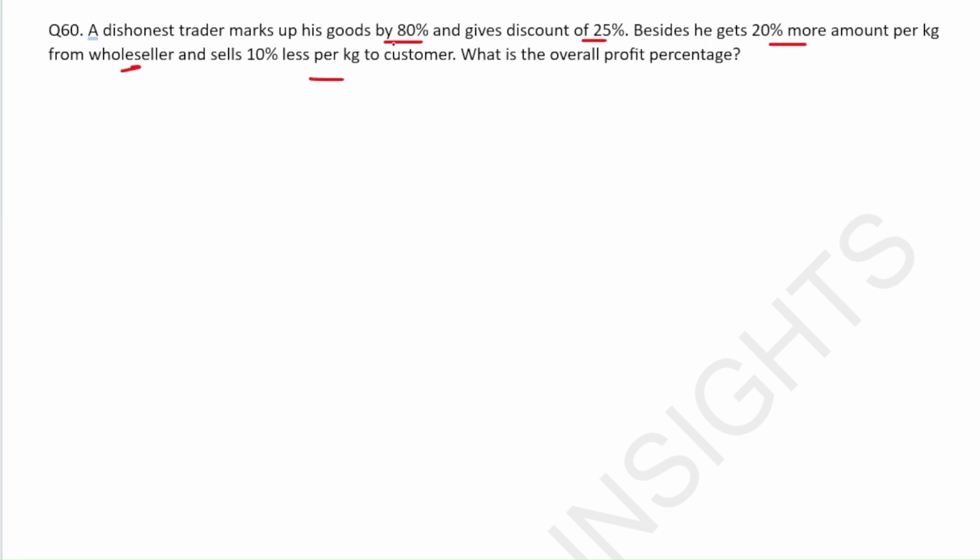Marks up his goods by 80% means if the CP is 100, he's marking it up by 80% and it will be 180, right? Into, he gives a discount of 25%. That means if the cost price is 100, after 25% discount the trader is selling at 75, yes or no? Into, he gets 20% more. That means if the wholesaler was selling it at 100, this dishonest trader took it for the amount of 120%, yes or no?